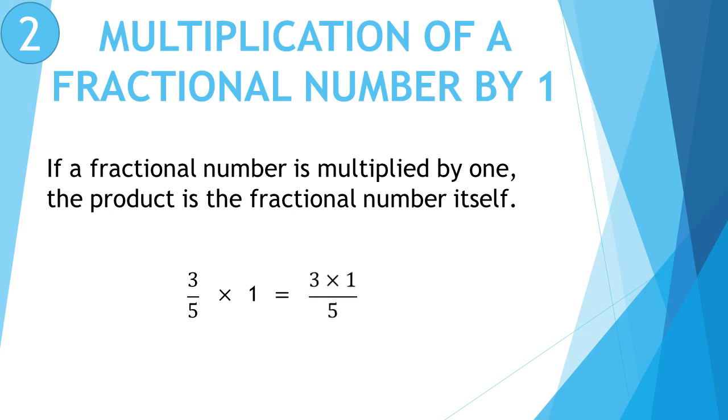So we write 3 multiplied by 1 upon 5. Do the multiplication. 3 1s are 3. So the fraction is 3 upon 5. So what you observe? If a fractional number is multiplied by 1, the product is the fractional number itself.